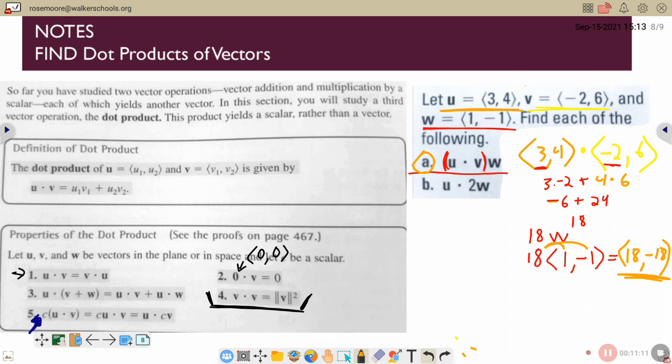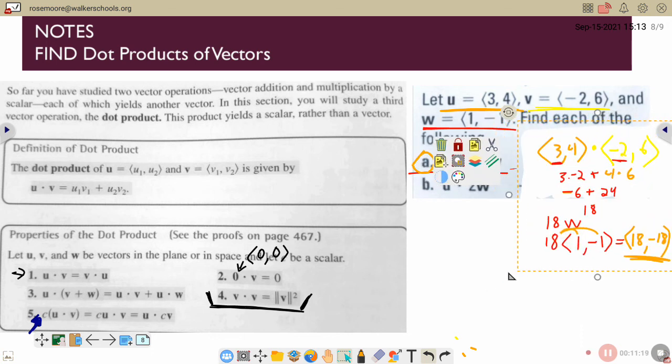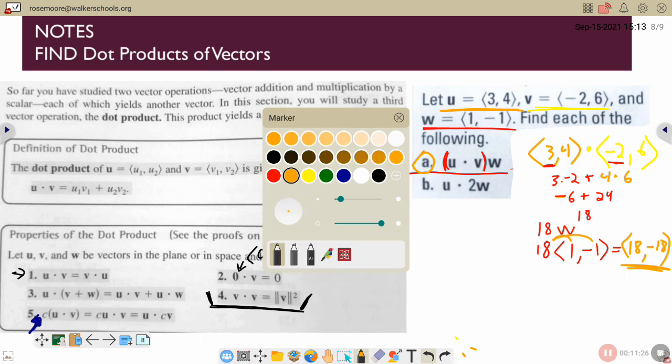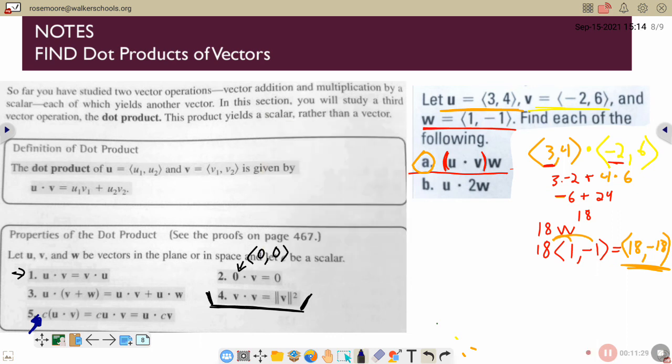Now you'll see B has a slightly different problem. Okay, so I'm going to do B in green and blue. Maybe that'll help. All right, so B says u dot 2w. So I really do want to deal with u in a second. That's 3, 4. But I probably should deal with that 2 first, right? 2w. So I'm going to distribute my 2 first.